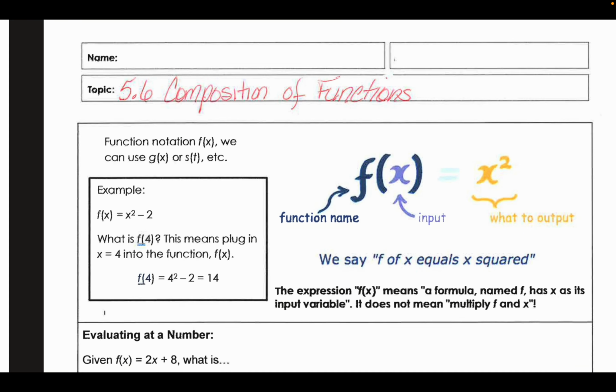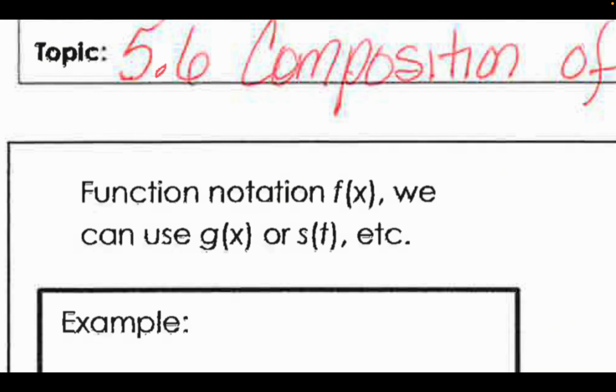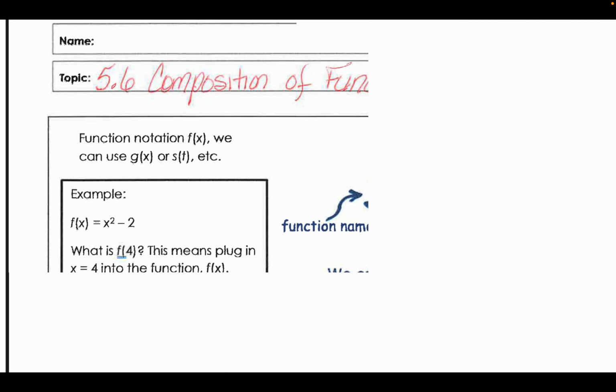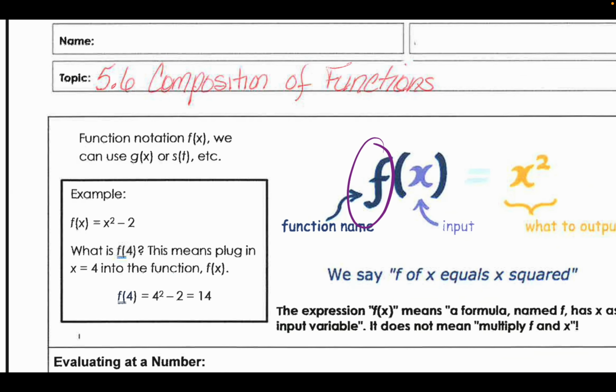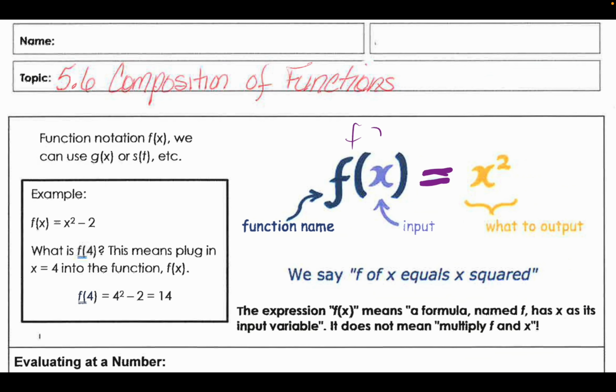So for function notation, we have things like f of x or g of x or s of t, etc. In all scenarios, the letter outside the parentheses is the name of the function. What is inside the parentheses is what you plug in. And then whatever is after the equal sign is what you output. So here, let's say if you did f of 2, this would be 2 quantity squared, which is 4.